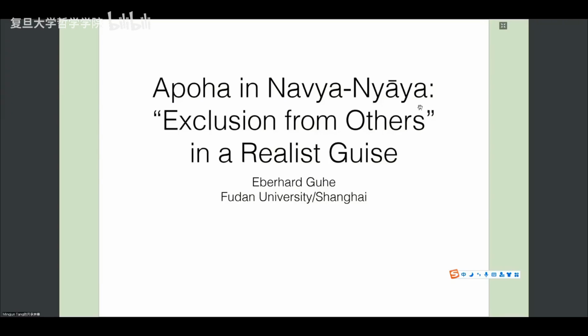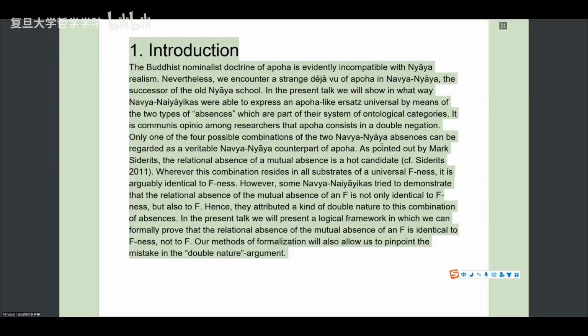we see also great interest in these double negations, but they express the double negations in a very peculiar way. They talk about relational absences and mutual absences. Sometimes these terms are also just rendered as absence and difference. So we have basically two kinds of negations, absence and difference. And of course, when you have two negations, then you have four possibilities how to combine them. And one of these four possible combinations corresponds to an apoha. And it's the absence of the difference, or the relational absence of the mutual absence, one can also say. And it occurred to me, this is just like apoha.